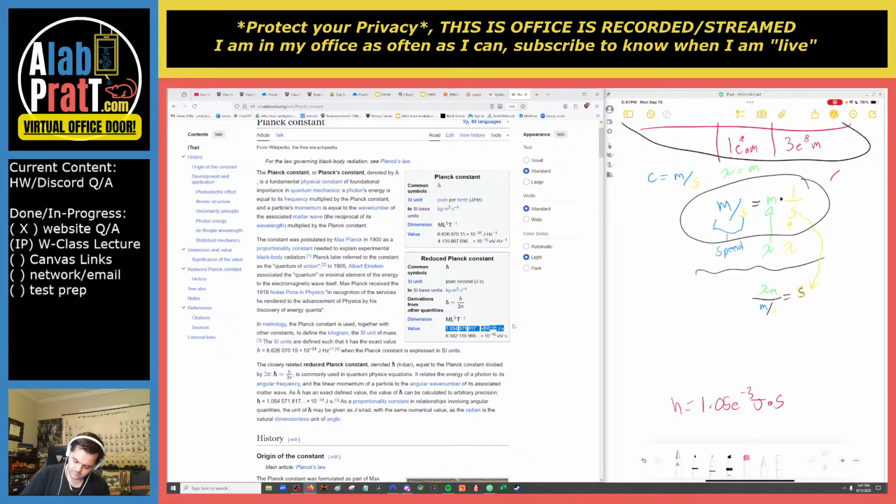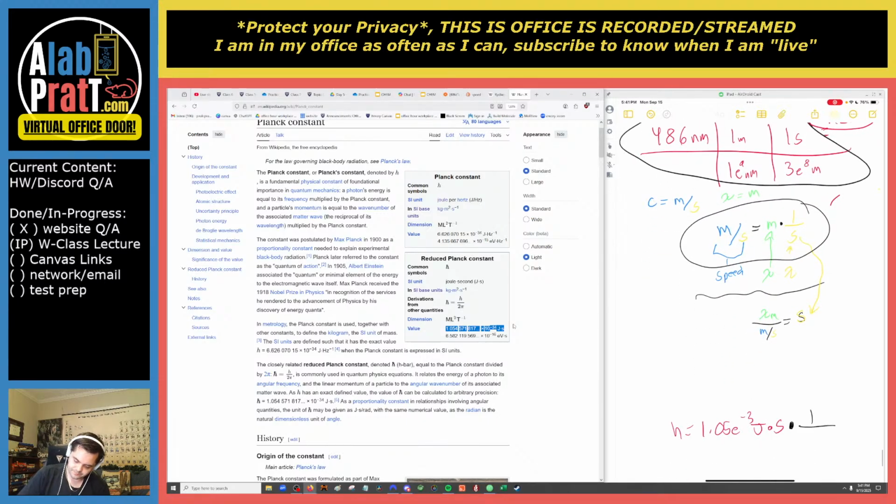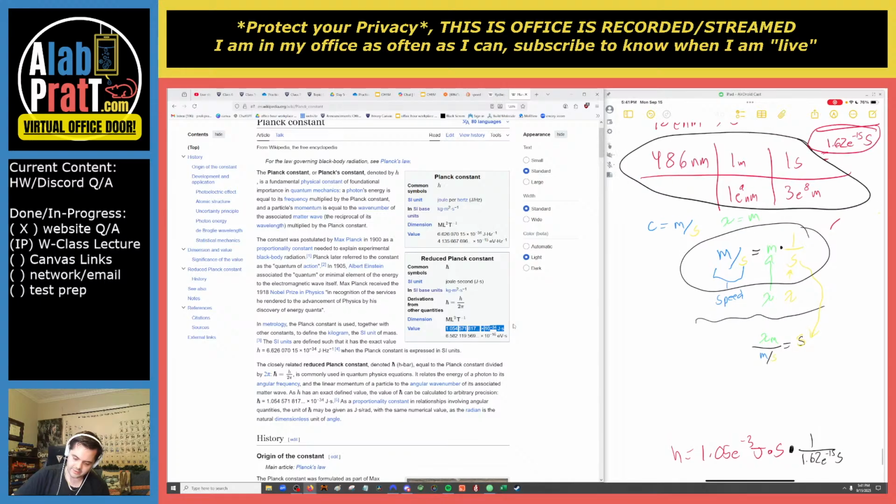Okay. And so I'm going to times this by 1 over 1.62 e to the negative 15 seconds, because I need to get a value out of this in joules.